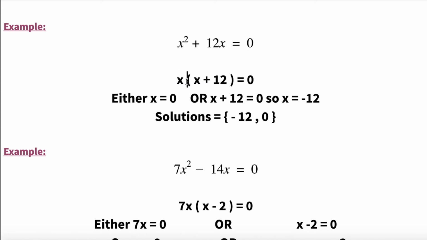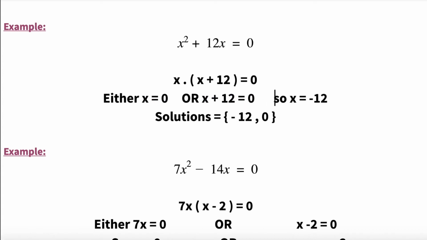Now I have two terms multiplied by each other. The answer is 0. That means one of them is 0. So either x is 0, so here I got the first answer or solution, or the bracket is 0, so x plus 12 equals 0, so x equals negative 12. So I have two answers, negative 12 and 0. If I want to write the solutions in a set, we will use these braces. We call them braces in math. So negative 12 comma 0. So here are the solutions.